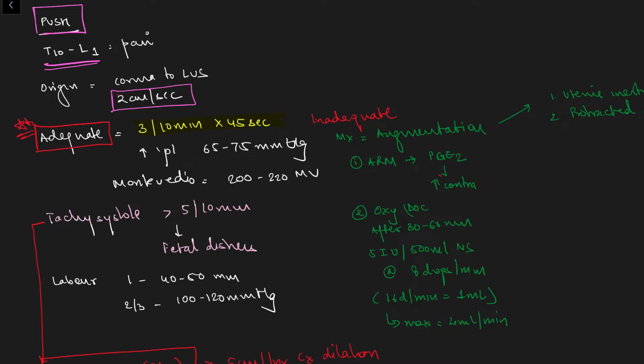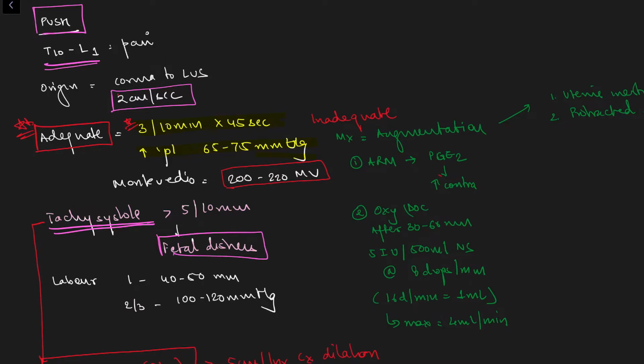Adequate contraction increases the intrauterine pressure to 65 to 75 mmHg, and in Montevideo units it is 200 to 220 Montevideo units. What is tachysystole? It is defined as more than 5 contractions in 10 minutes, and it can lead to fetal distress. In the first stage of labor, the intrauterine pressure is 40 to 50 mmHg, while in the second and third stage it should be 100 to 120 mmHg.